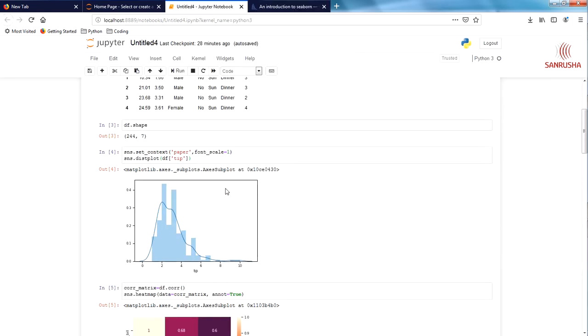That was about the Seaborn library and how you can explore your data using that library. I will see you in the next lecture.